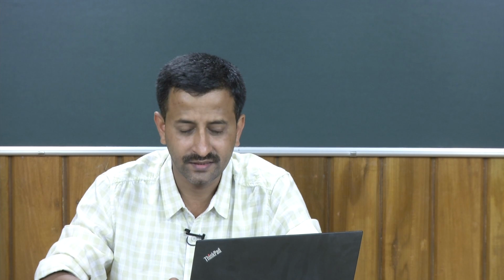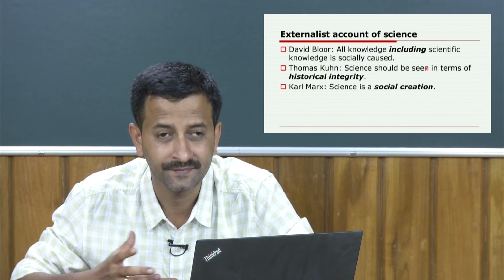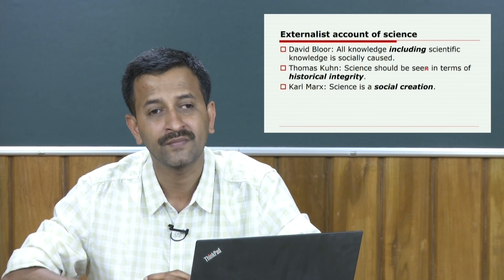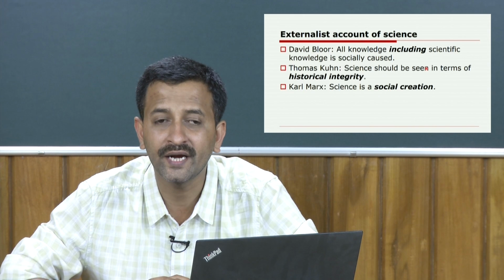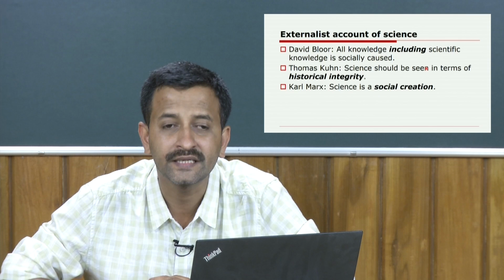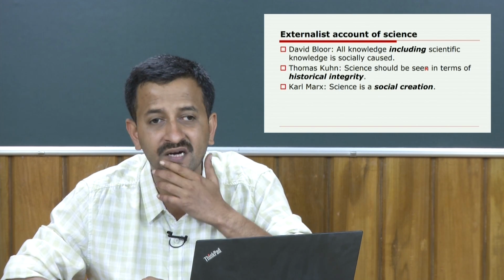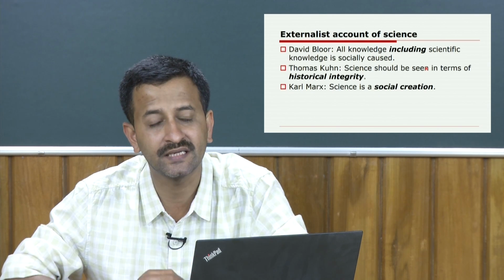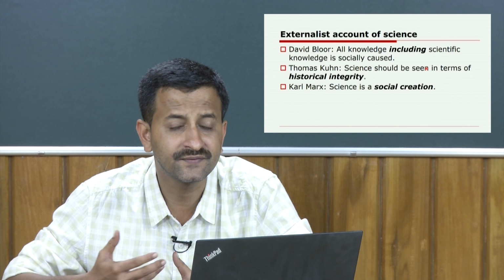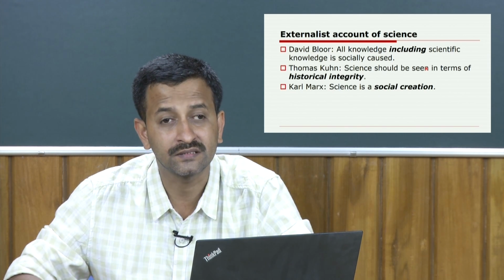This kind of debate, whether we must go ahead with the internalist account of science or the externalist account of science, can be seen in many works. You can look at journals like Minerva, Social Studies of Science, and Science, Technology and Human Values, which have always given us the impetus that this debate is still on.